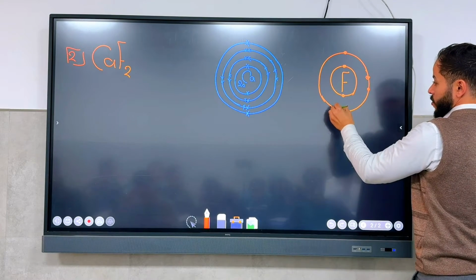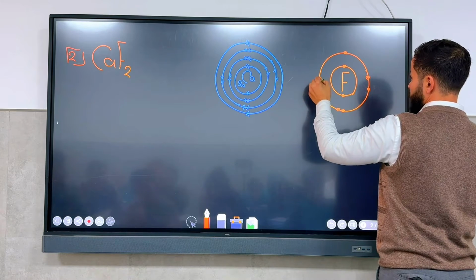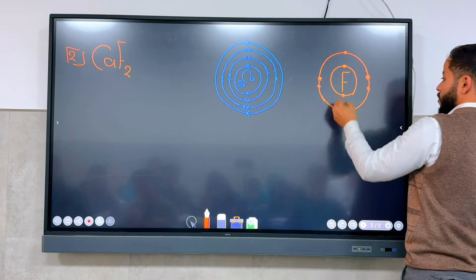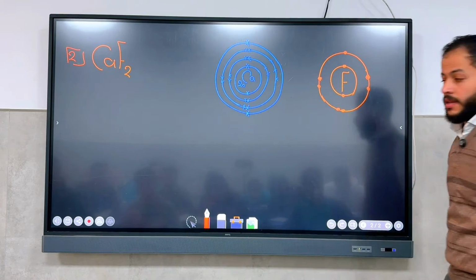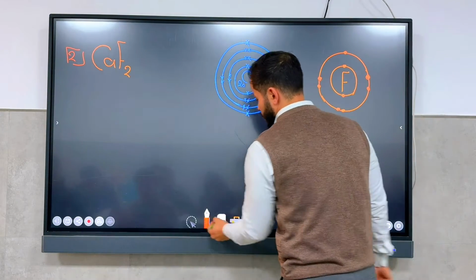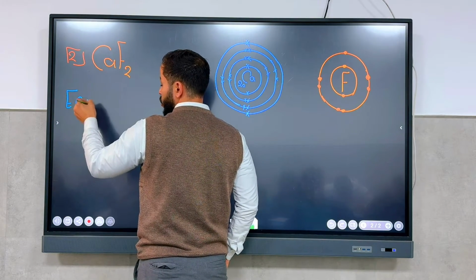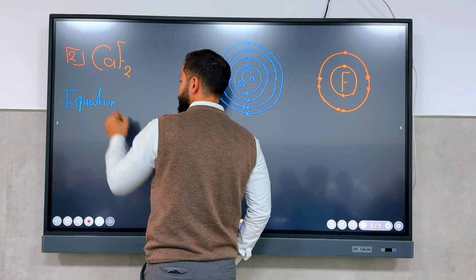This is 3, 4, 5. And here is 7. Okay, guys? Clear? Okay. We will draw it with the equation here, and also represent it by electron dot notation.